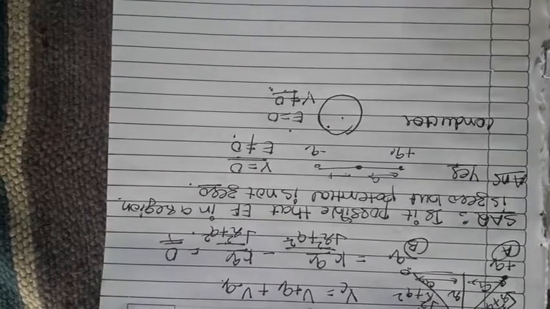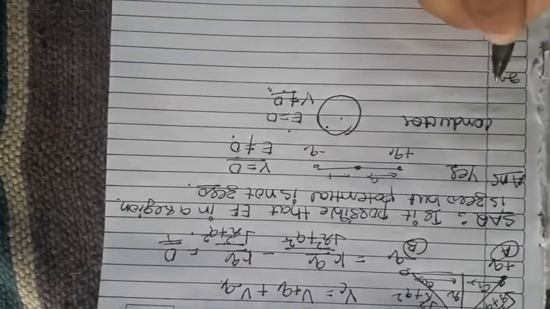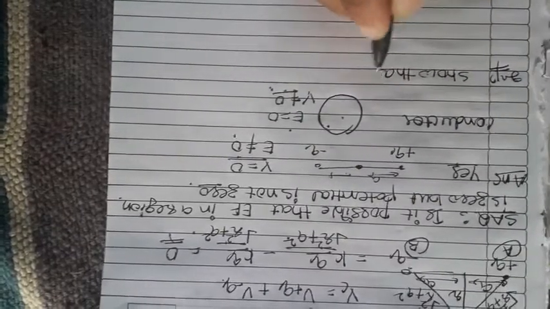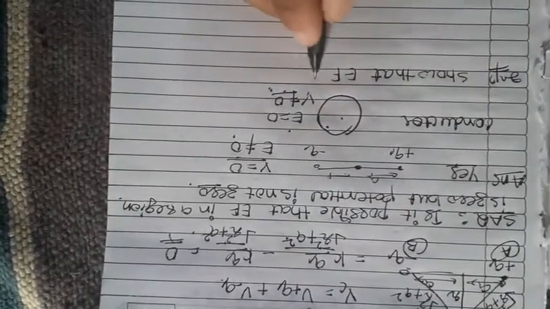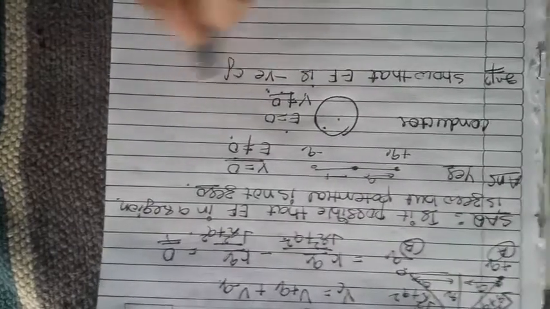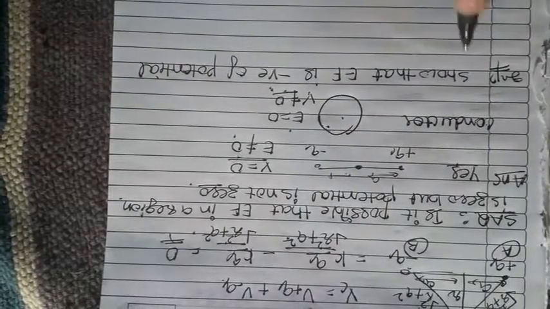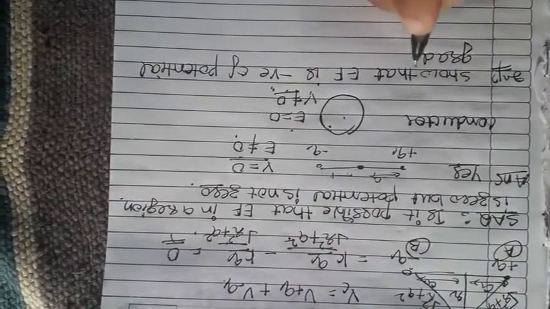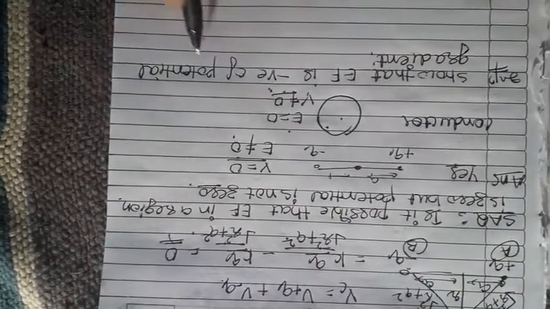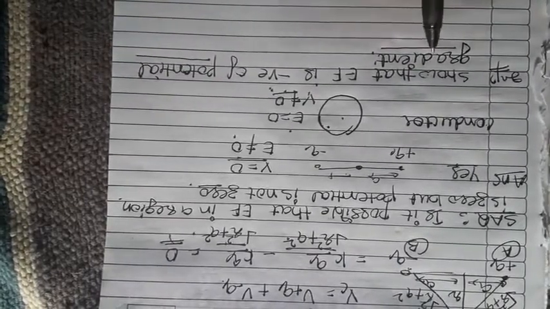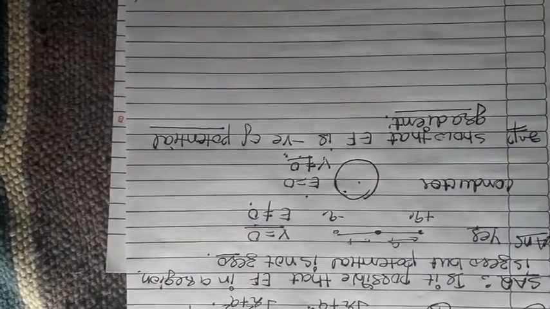Next question that comes, very important. The question is: show that electric field is negative of potential gradient. In class 11th, when you said something gradient, it means that quantity divided by distance. That is called potential gradient.